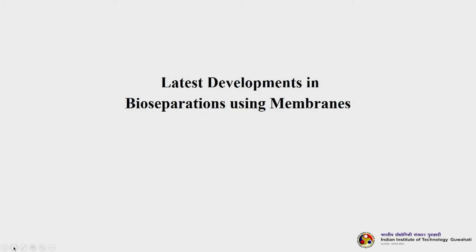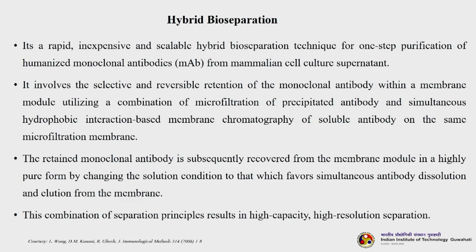Let us quickly see the latest developments in bioseparation using membranes. There is a new hybrid bioseparation proposed by Wang et al. It is a rapid, inexpensive and scalable, very important, hybrid bioseparation technique for one step purification of humanized monoclonal antibody from mammalian cell culture supernatant. It involves the selective and reversible retention of the antibody with the membrane module, utilizing a combination of microfiltration of precipitated antibody and simultaneous hydrophobic interaction based membrane chromatography of soluble antibody on the same microfiltration membrane.